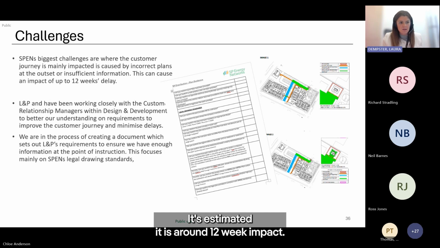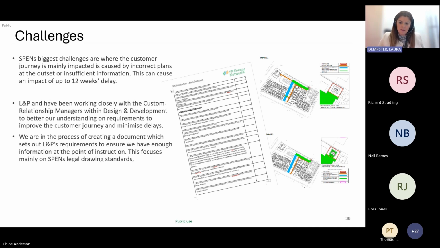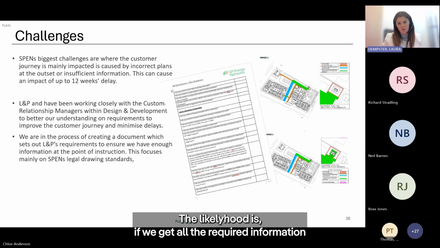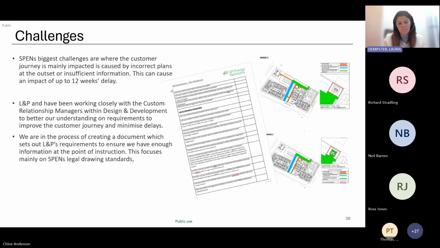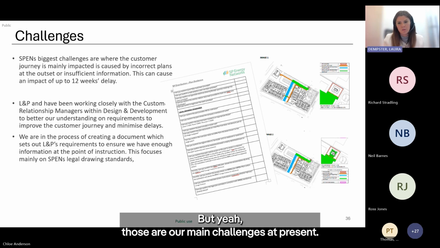It's estimated that it's around a 12-week impact. So right now 54 weeks, that's worst case. Like if it's a substation, likelihood is if we get all the required information from the outset, about 8 or 9 months is probably more realistic. But yeah, those are our main challenges at present.